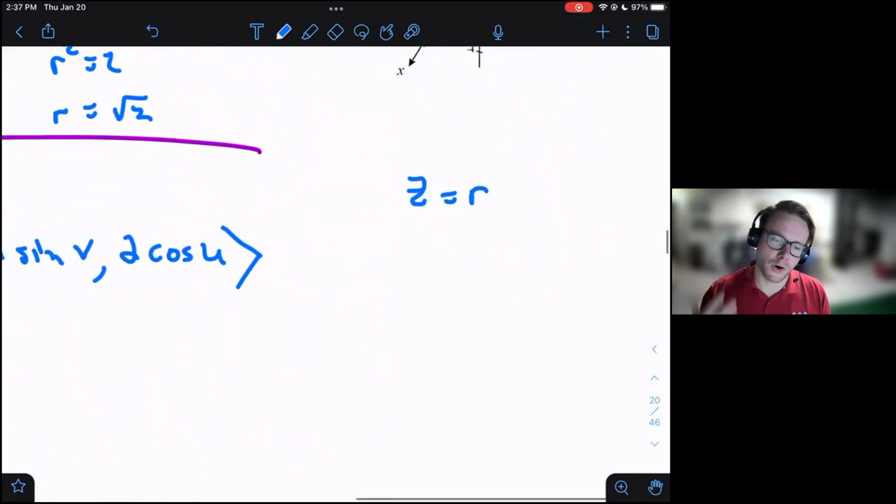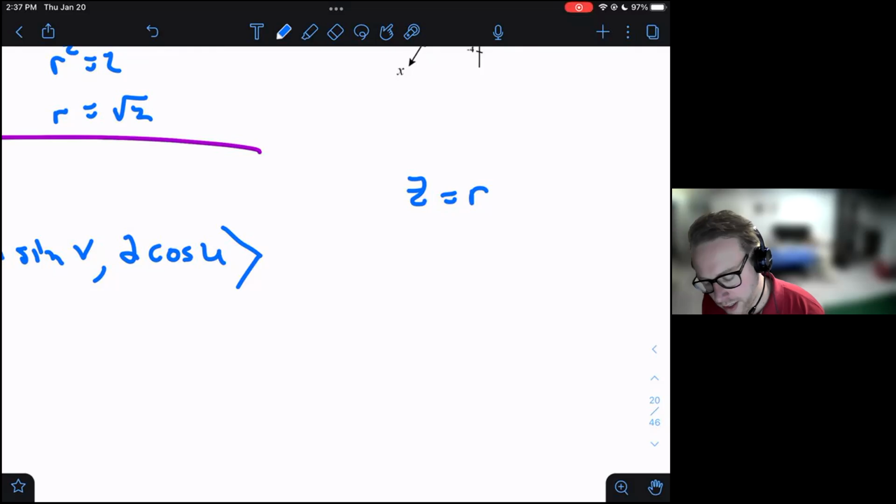So if I want to transform this into spherical coordinates, I know that r is going to be rho sine phi, and I know that z is going to be rho cosine phi.